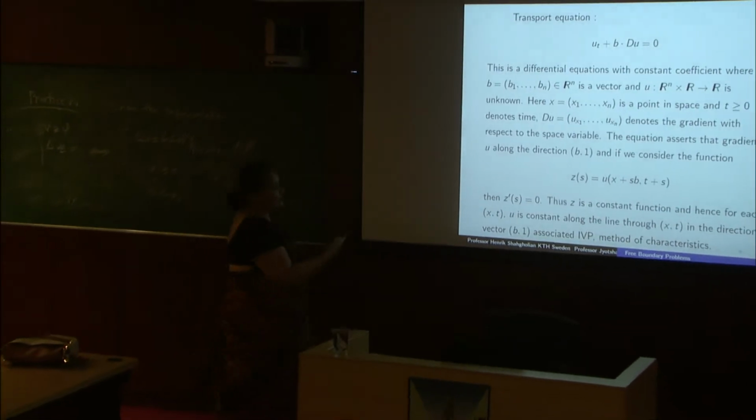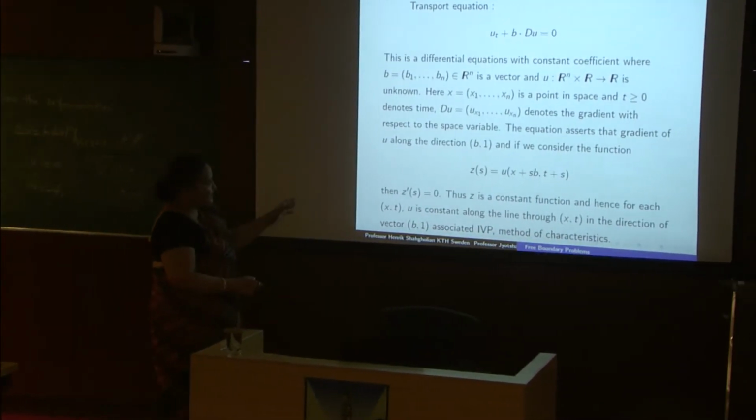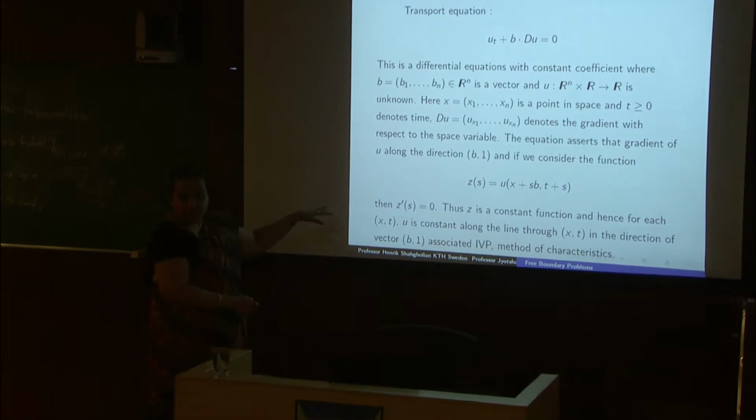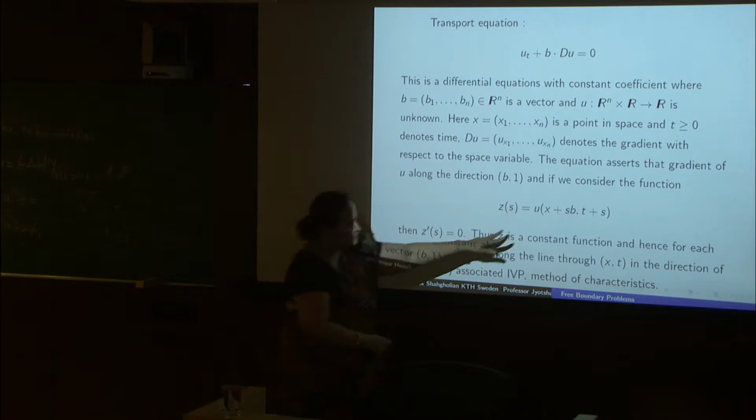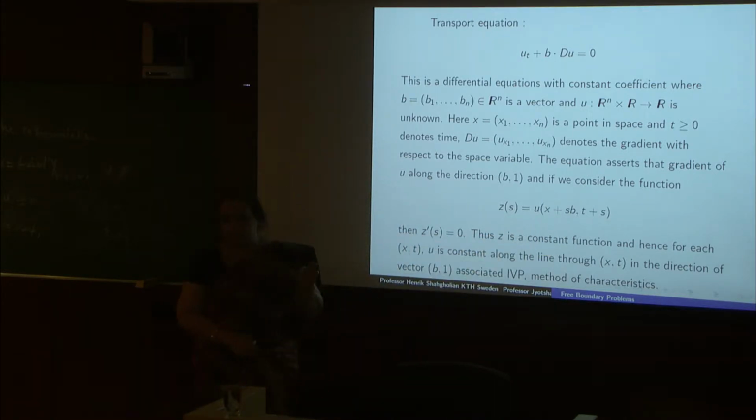So basically I want to find a function u or a surface u such that this particular condition is satisfied. So what I do over here is I define a curve in the direction (1, b), or (b, 1), depending on whether you write t first or x first. And then I evaluate u along that curve. If I evaluate u along that curve and differentiate with respect to s, I will get z dash s is equal to 0. So what does it mean? That z is constant along all these curves.